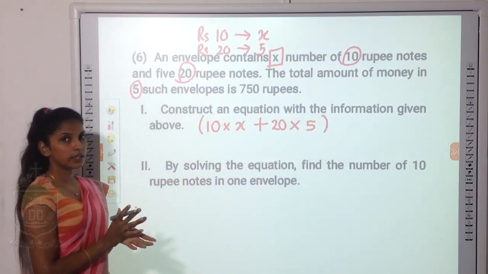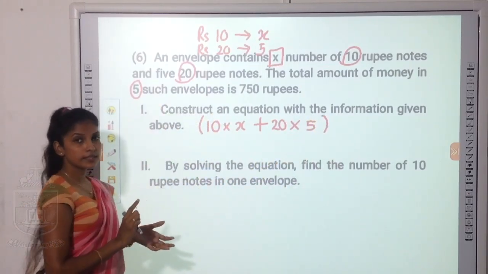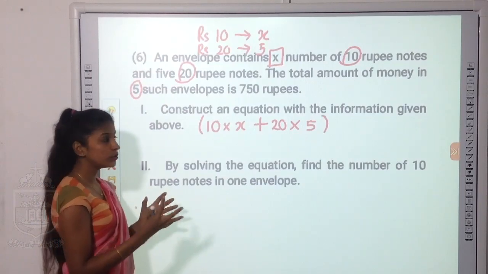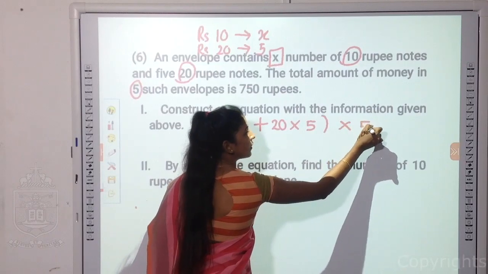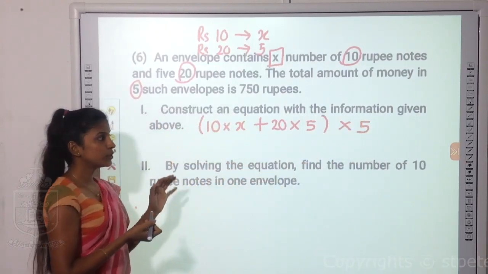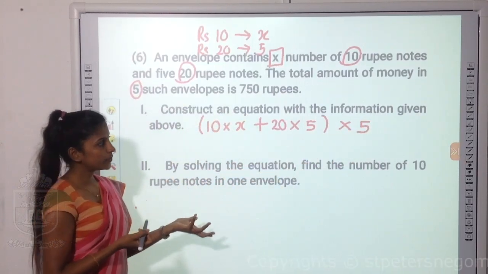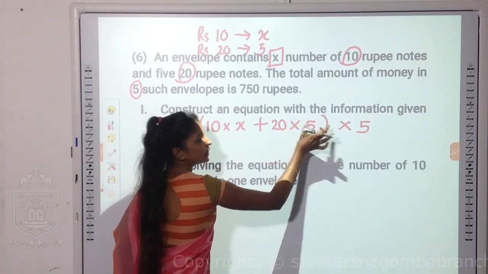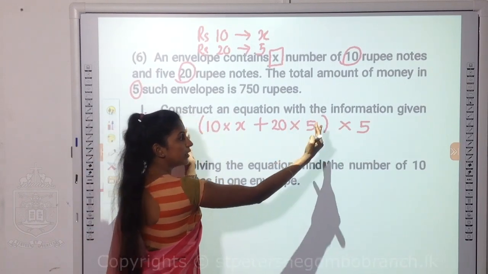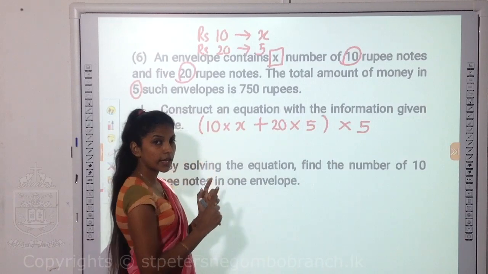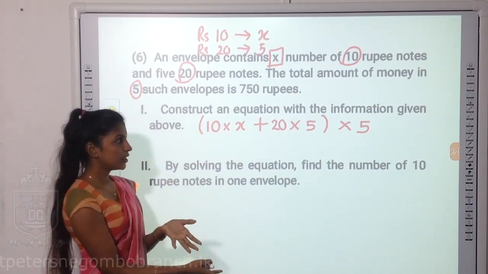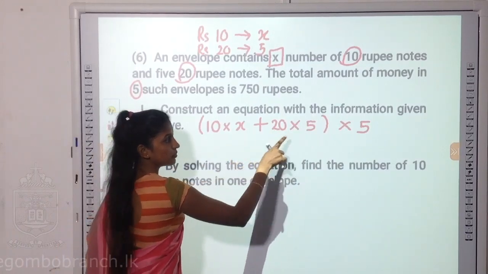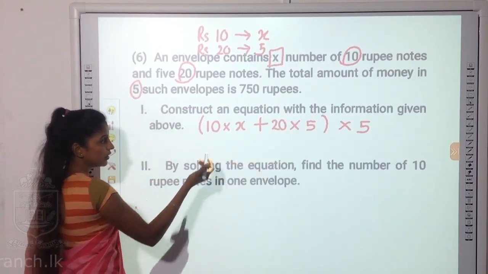How many such envelopes are there? 5 such envelopes are there. So what you have to do? This whole expression should be multiplied by 5. What if you didn't put the bracket? If you didn't put the bracket, you are going to multiply only this term. But what you have to do? You have to take the addition inside one envelope and then that should be multiplied by 5.